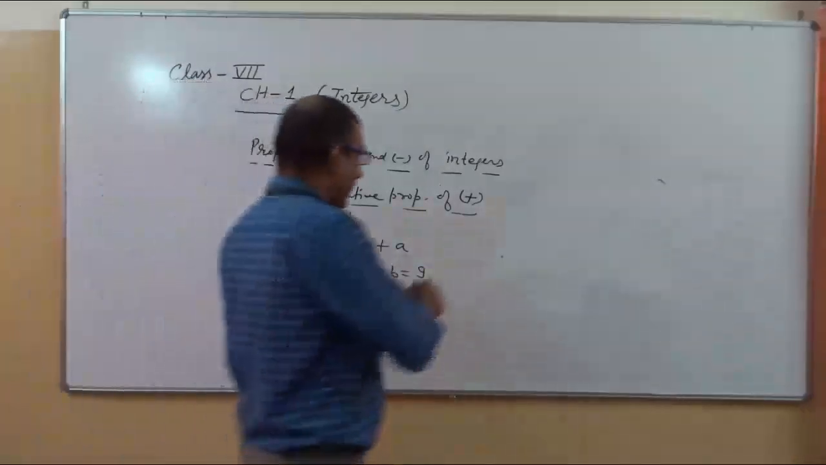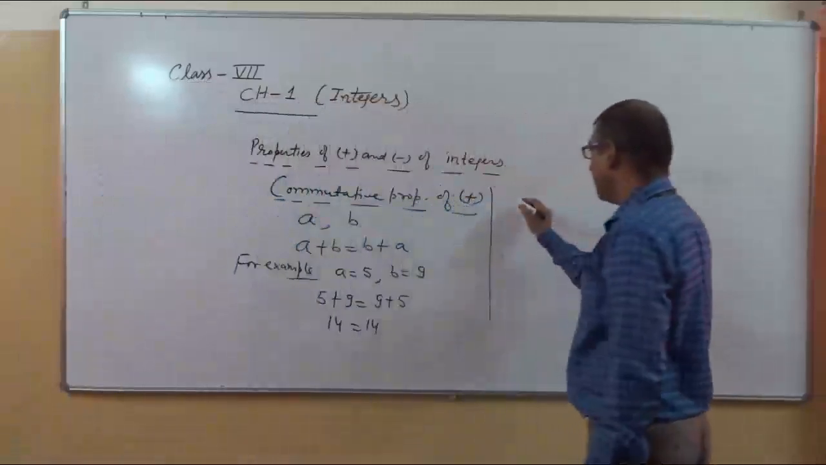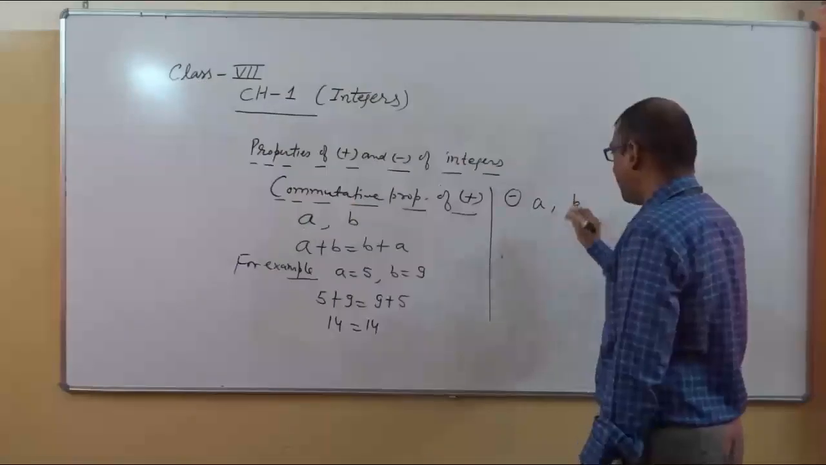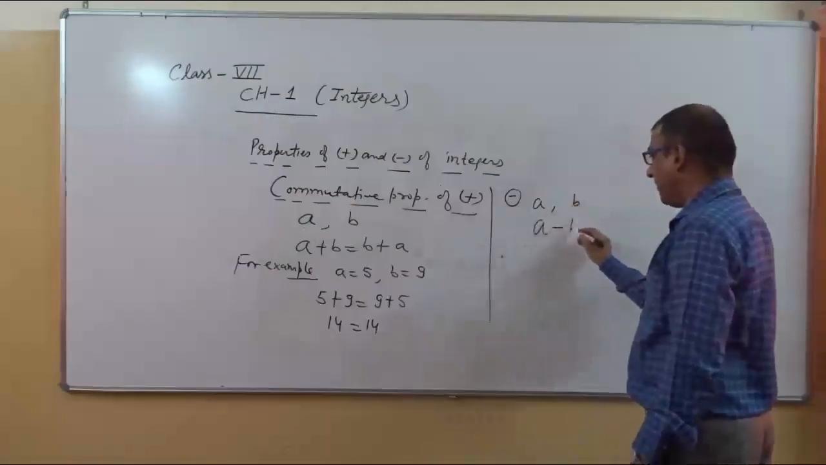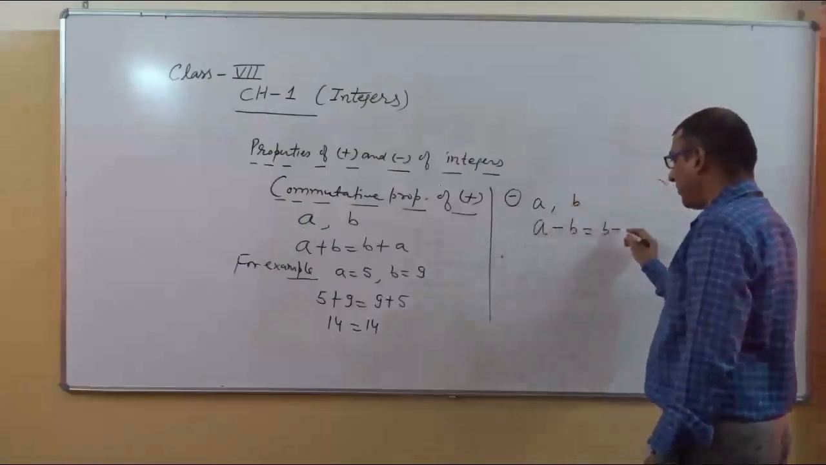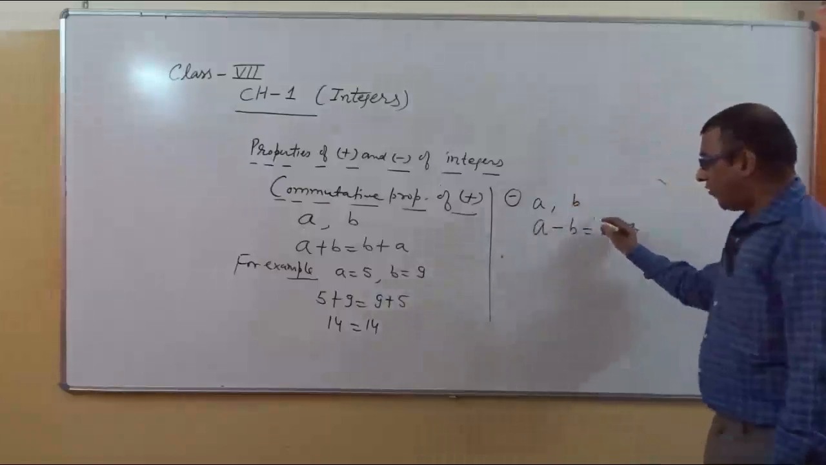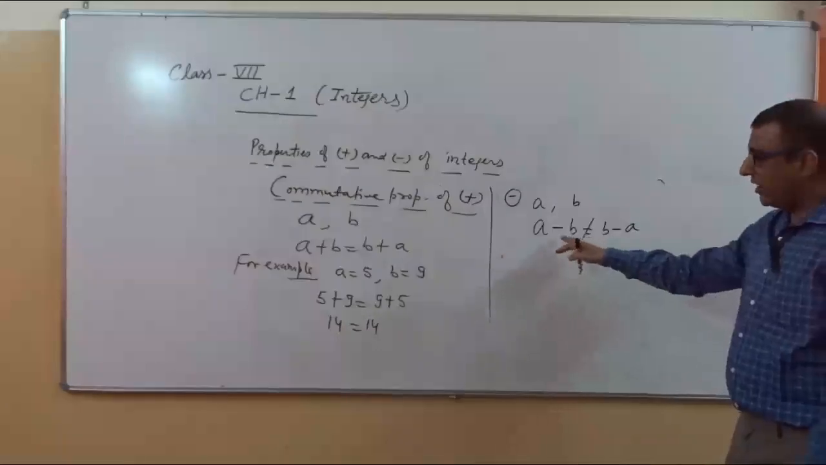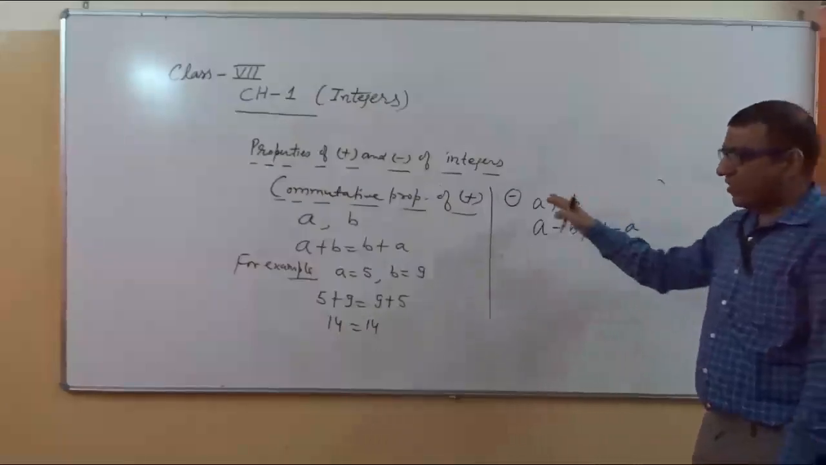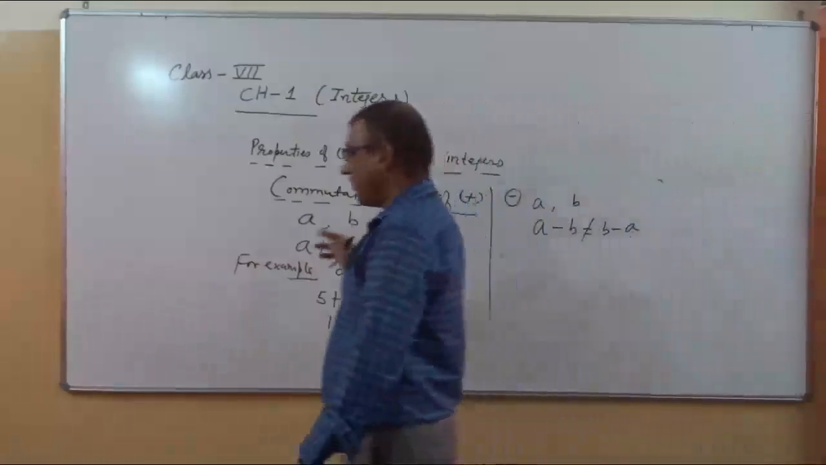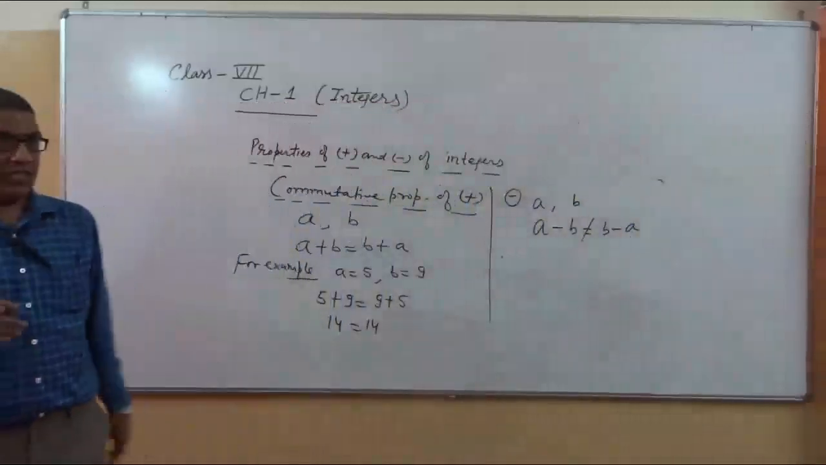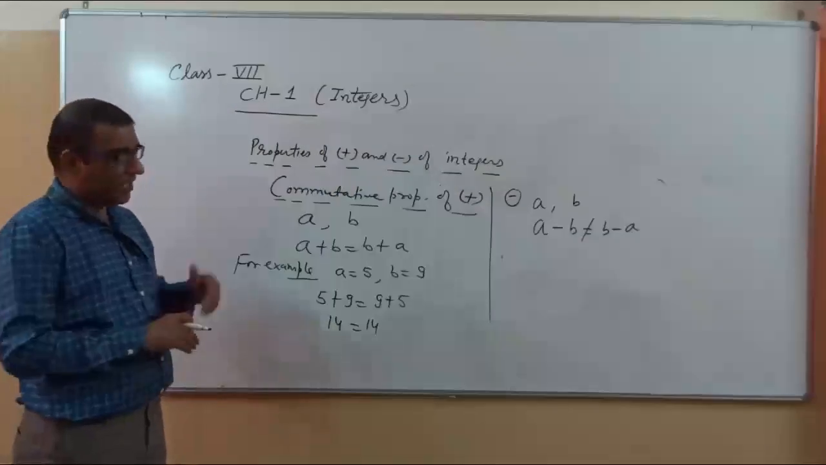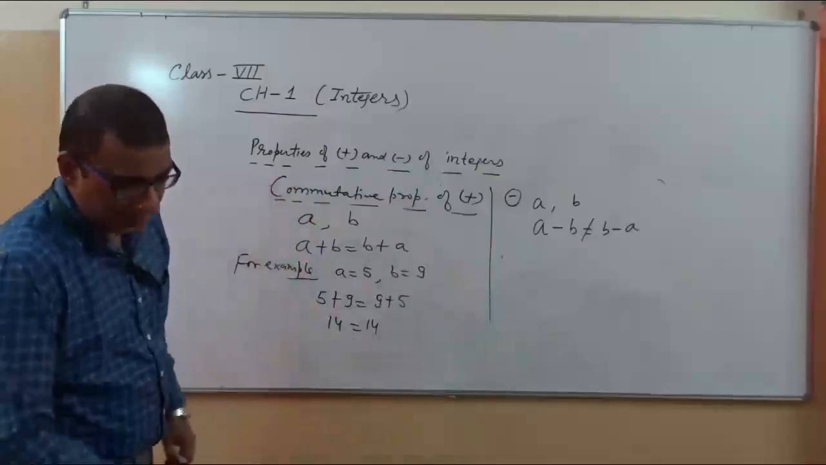But if I am taking the negative sign, then what happens? Again I am taking a and b as integers, then we can say a minus b equals b minus a. If you see here, it cannot be written because here b is negative and here b is positive, so it is not possible for subtraction. So we can say the commutative property for subtraction in the case of integers is not possible because we will get a different answer in that case.